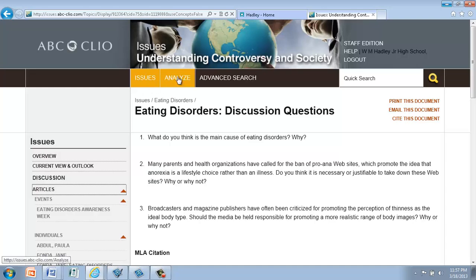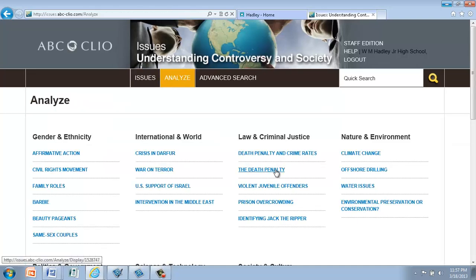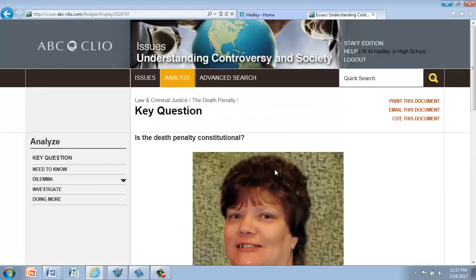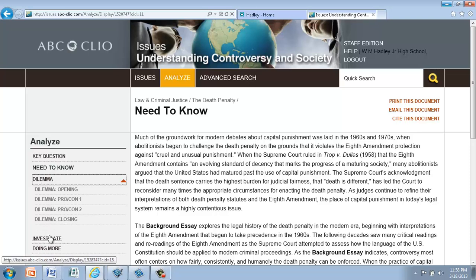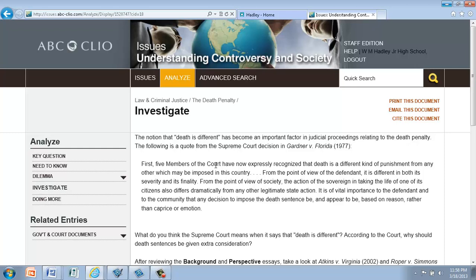If you look at the Analyze button instead of the Issues, you can look at something like the death penalty, and the Analyze portion organizes the information around a key question, such as, is the death penalty constitutional, as we see here? And then it helps the students know, what is it that I need to know about the topic? What's the nitty-gritty there? What is the dilemma regarding the topic? And what do I need to investigate about the topic? Again, really giving them the background knowledge about the topic, the basics, so that they can guide themselves in their research without getting too far off on a tangent.